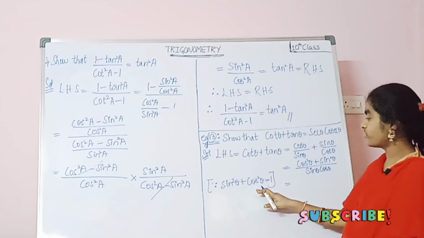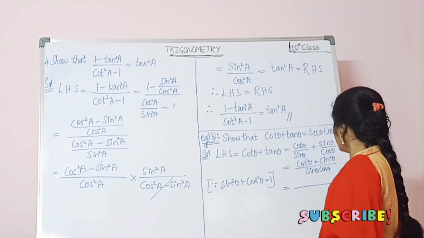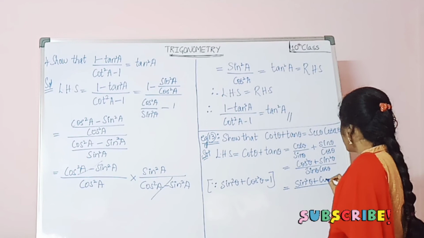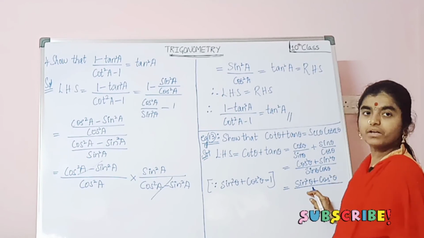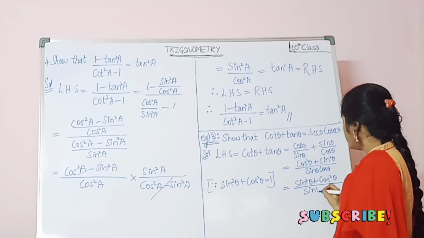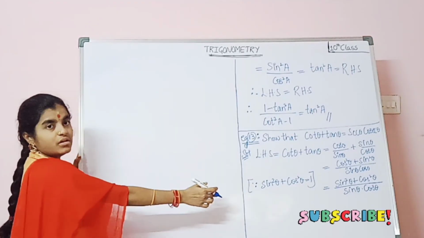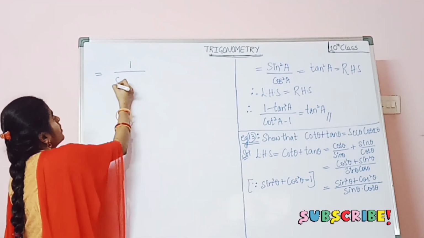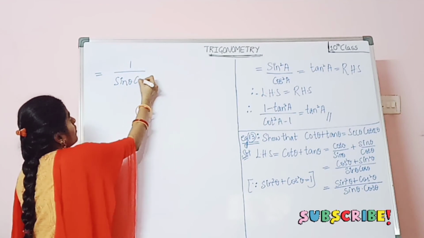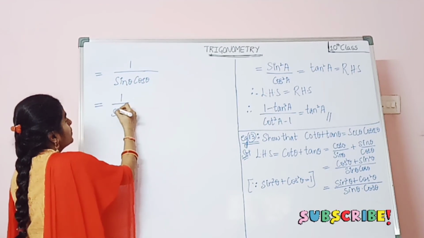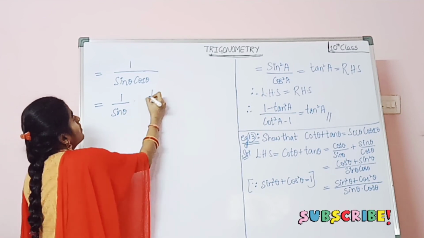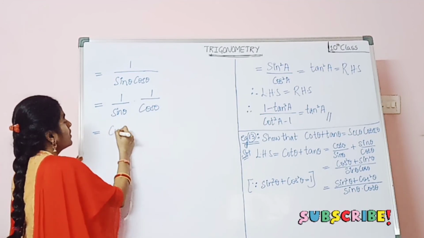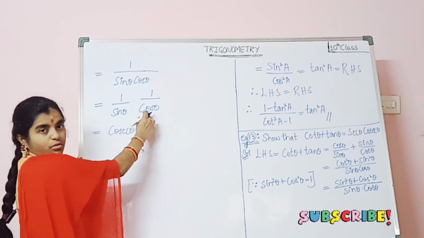Since sin square theta plus cos square theta equals 1, that equals 1 by sin theta into cos theta. Now we have to separate this 1: that equals 1 by sin theta into 1 by cos theta. 1 by sin theta means cosecant theta, into 1 by cos theta means secant theta.